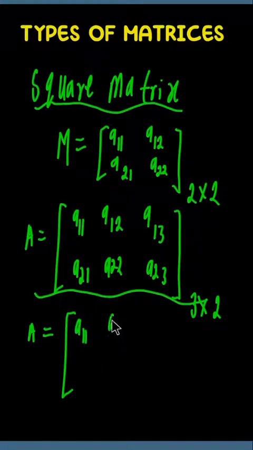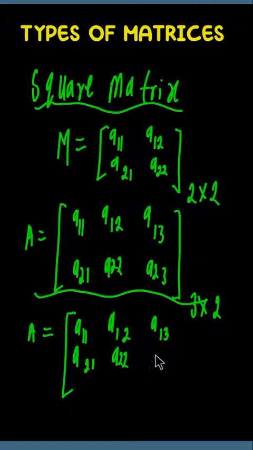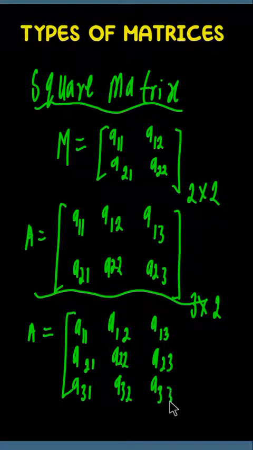A11, A12, A13, A21, A22, A23, A31, A32, and A33. So you can call this a square matrix because this is a 3 by 3 matrix. The order is 3 by 3 because it has equal rows and equal columns.